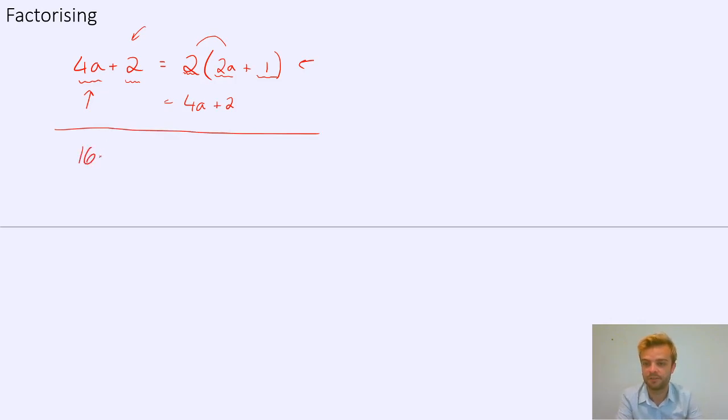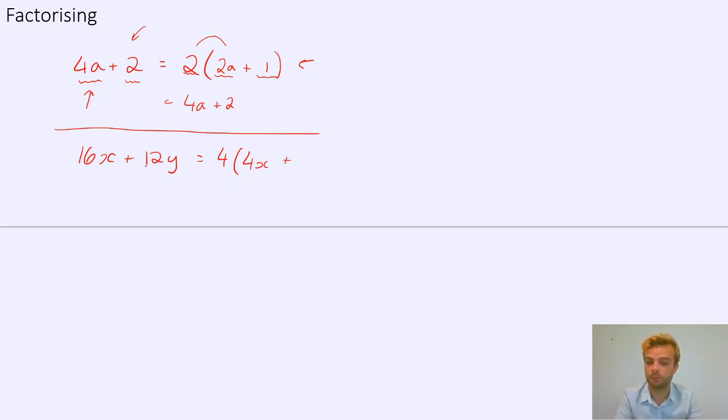Let's have 16x plus 12y. So again, to find the number that goes outside the bracket, I need to find the biggest thing that goes into 16x and 12y. Well, 16 and 12 are both even, so I could take 2 outside the bracket, but there is something bigger. 4 goes into both 16x and 12y. So 4 is going to come outside the bracket, and now I have to think about what do I multiply by 4 to get 16x? Well, I multiply it by 4 to get the 16, and then by x to get the x. And then again, a quick check, 4 times 4x, yeah, it's 16x, good.